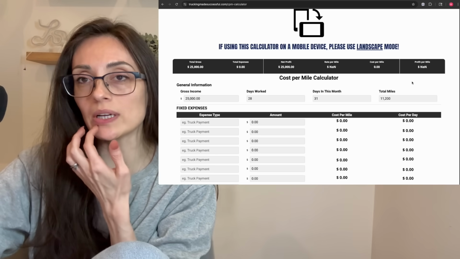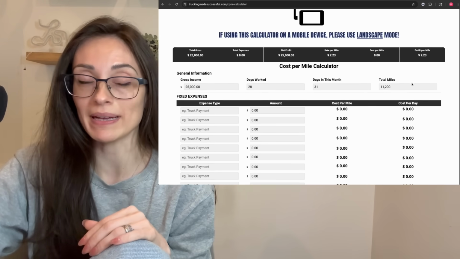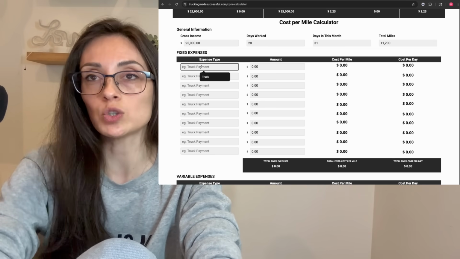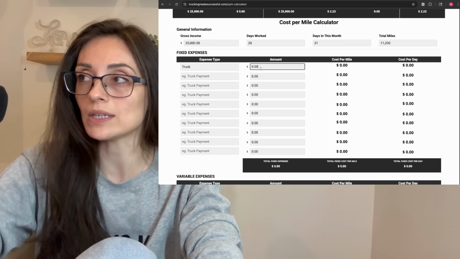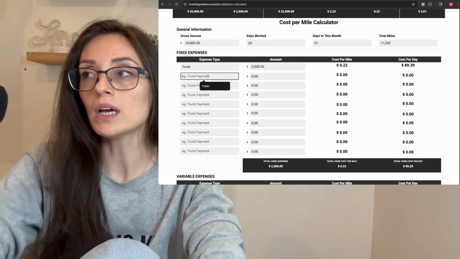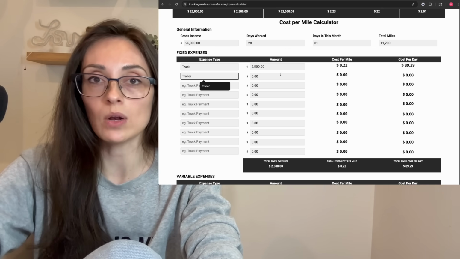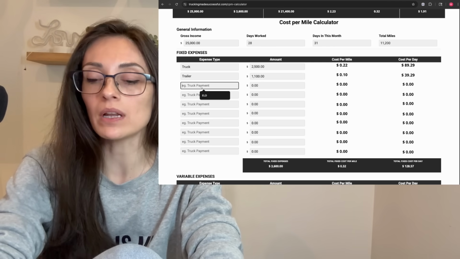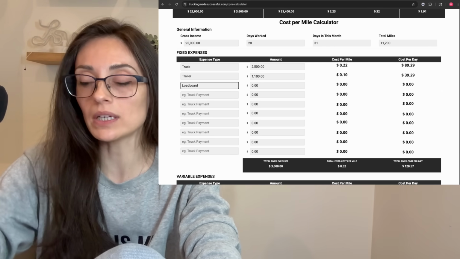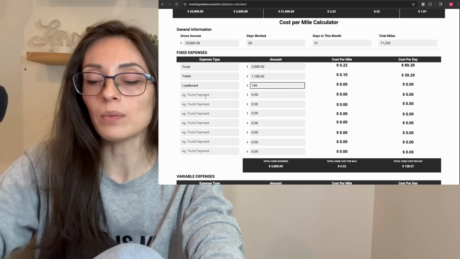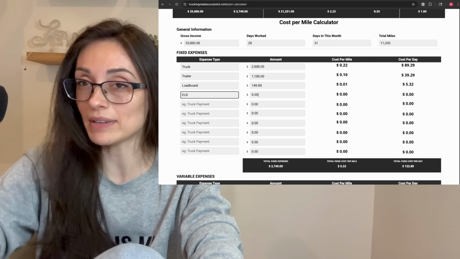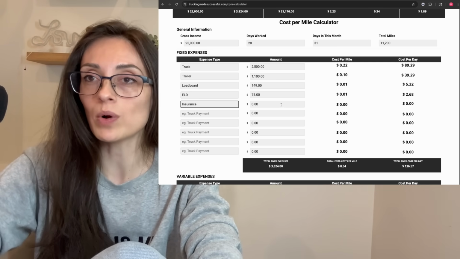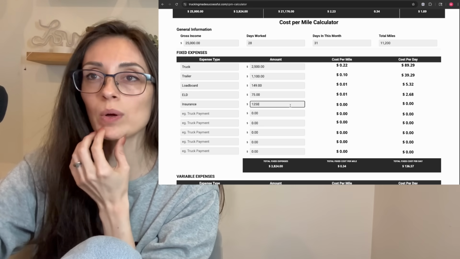All right, next we want to start entering in our fixed expenses. These are expenses that do not change, right? So number one, let's say truck payment, and that would be, let's say, $2,500 per month. Trailer would be around $1,100 per month. I'm entering it in as you're seeing. Let's put load board at $149 per month. We have ELD, which will be $75 per month. And insurance, of course. And let's say that insurance is at $1,250 per month. Now we'll leave this here for now.